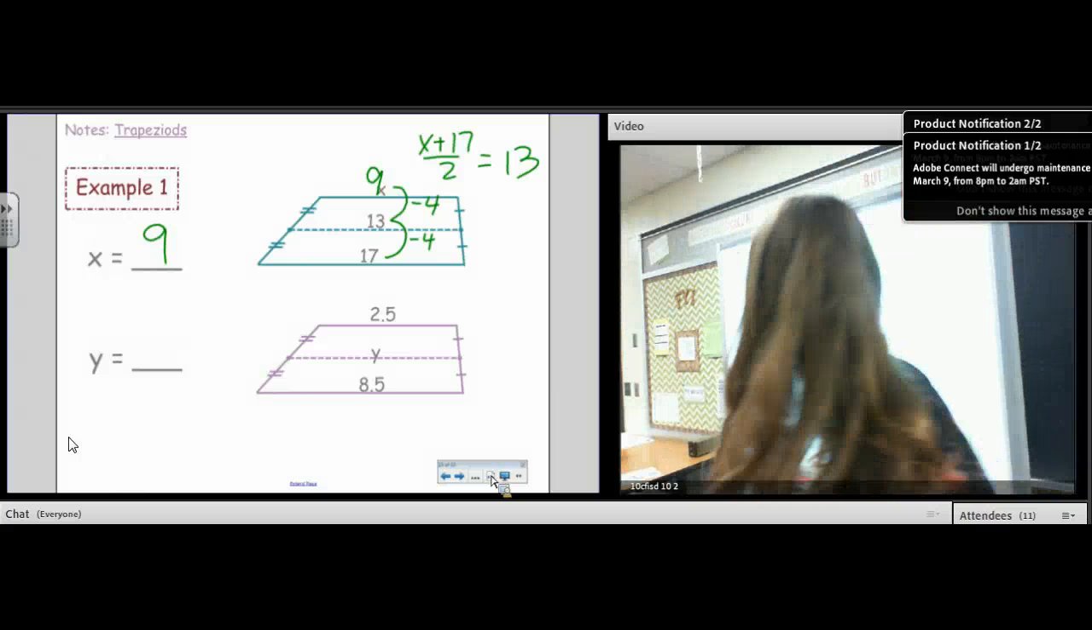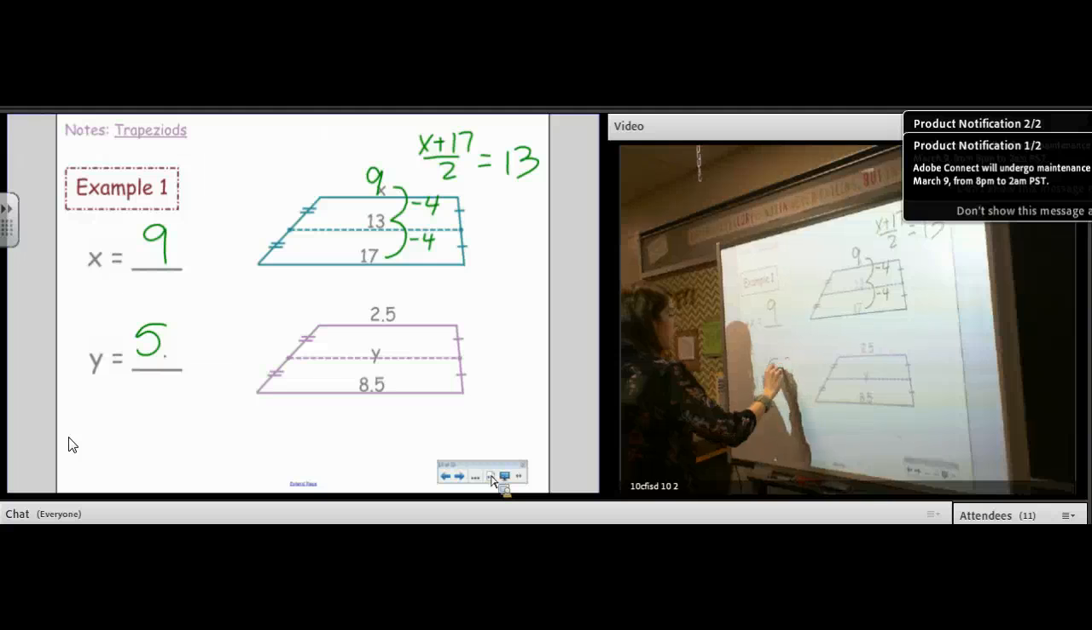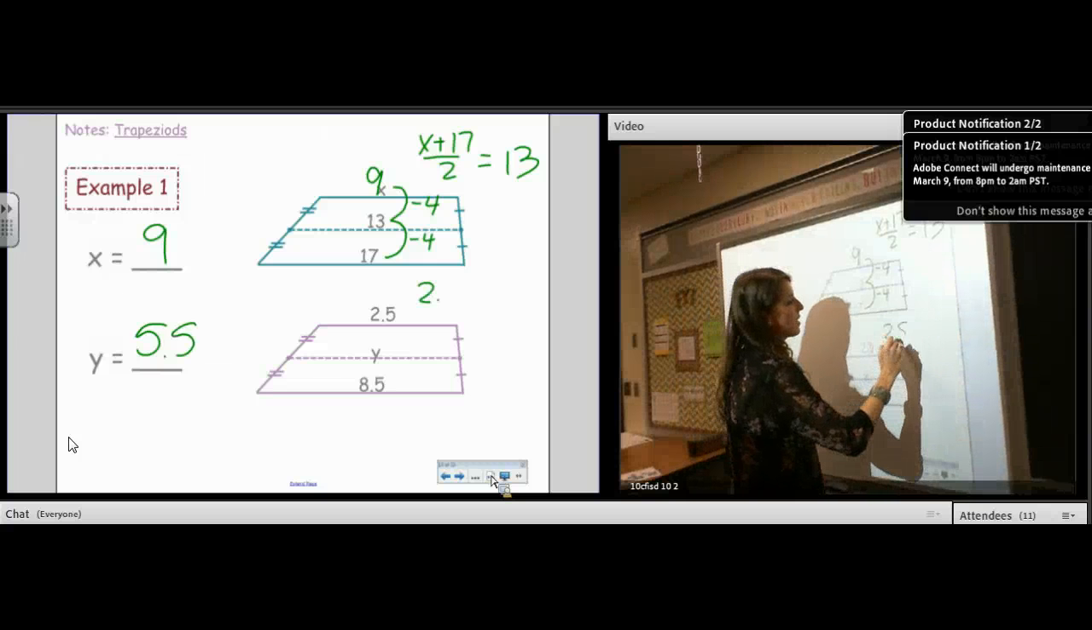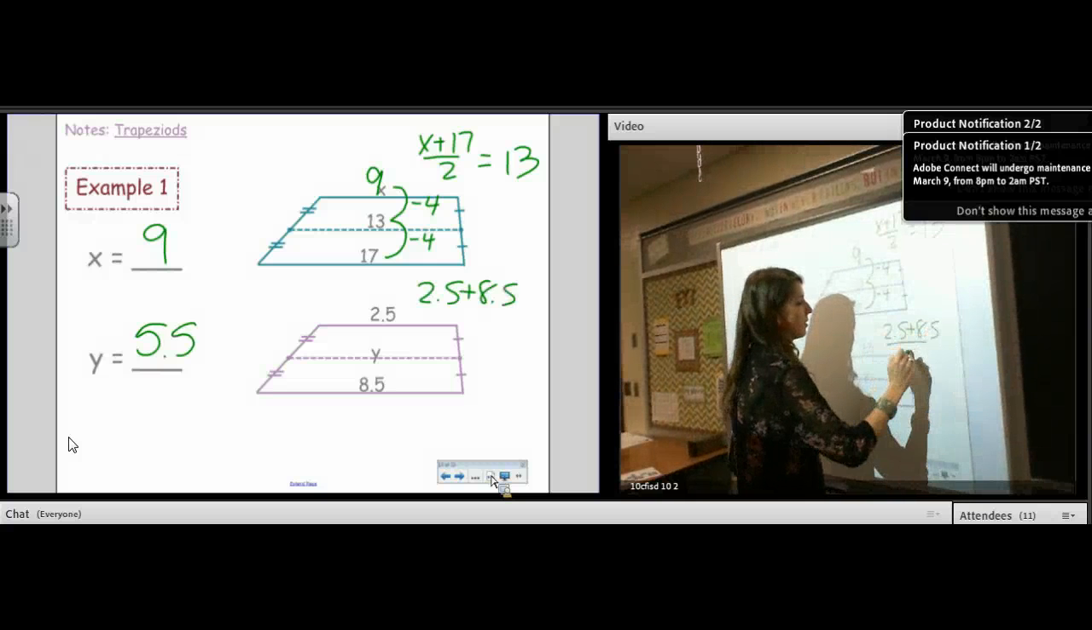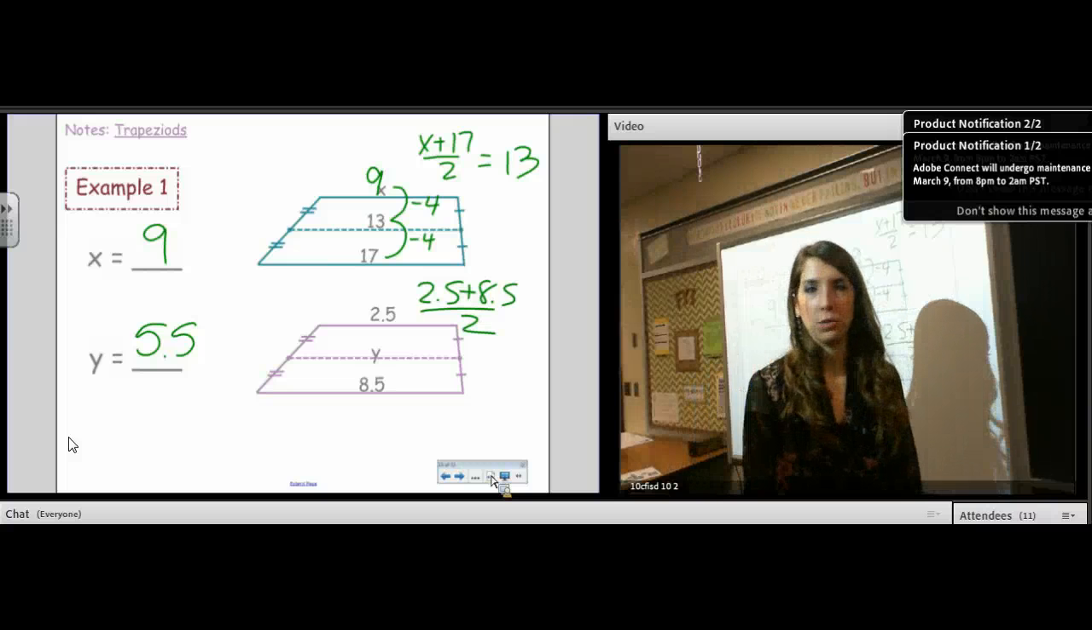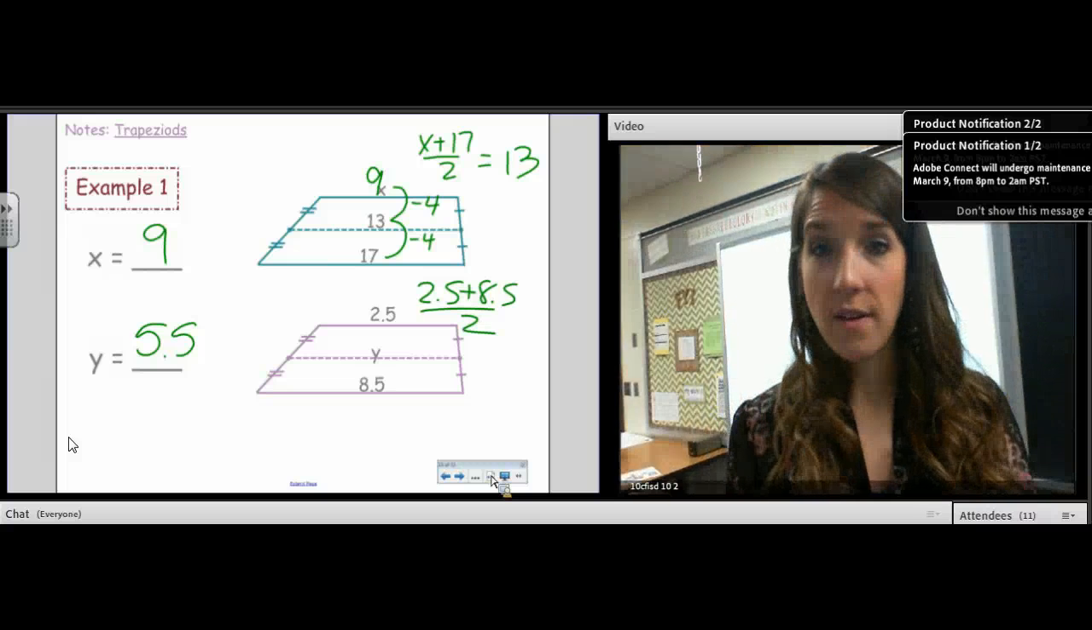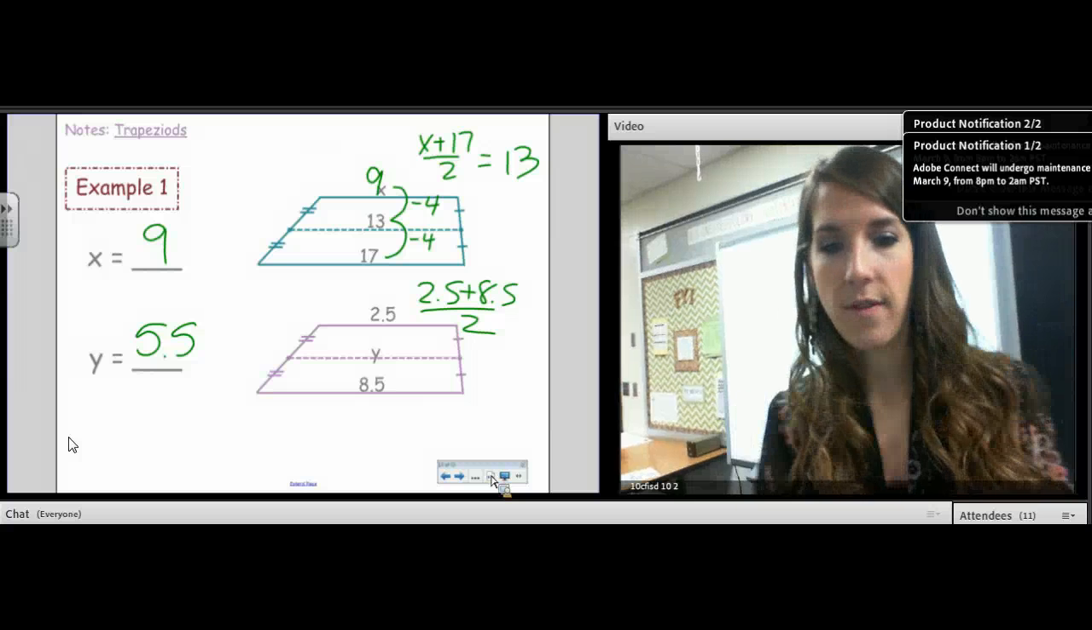And Arsham, very good. Answer is 5.5. His was a little bit easier. Well, maybe not easier. You just add them up and divide by 2. So 2.5 plus 8.5 is 11. Divided by 2 is 5.5.